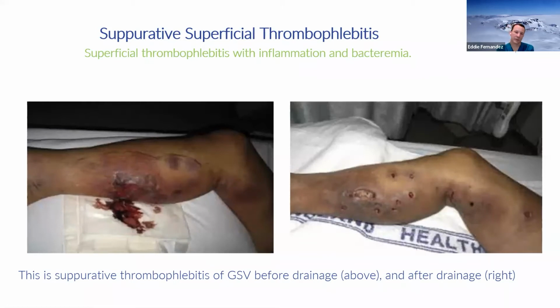Another presentation of SVT is that of a suppurative superficial thrombophlebitis. When it gets infected, it's not good. These patients need antibiotics. They need surgical management. They need to be drained. And the image here just shows you that vessel before and after drainage. But these are sick patients.